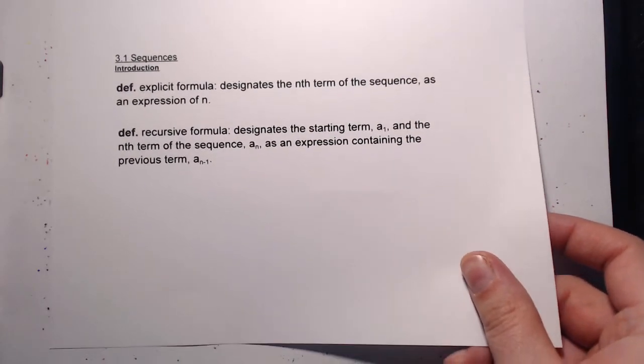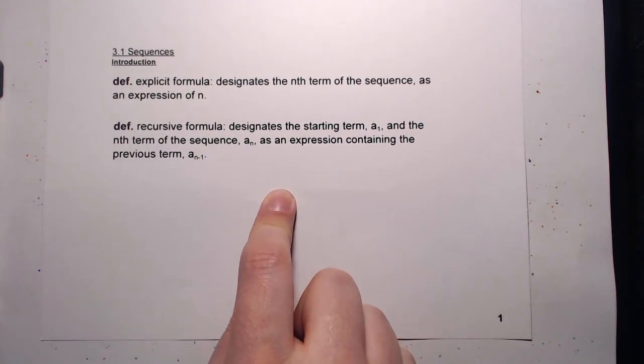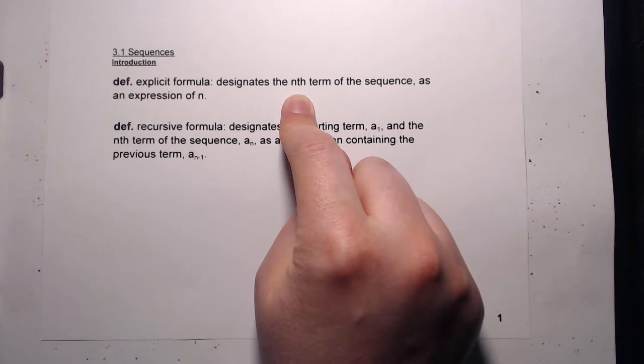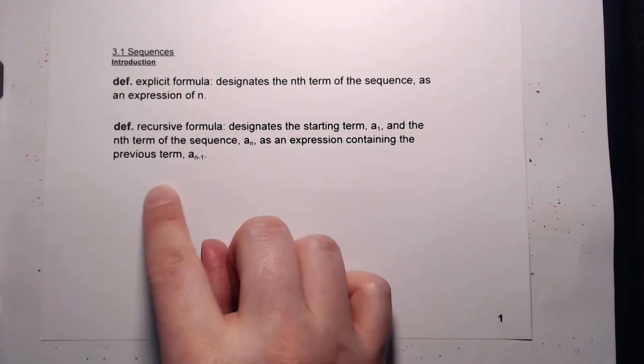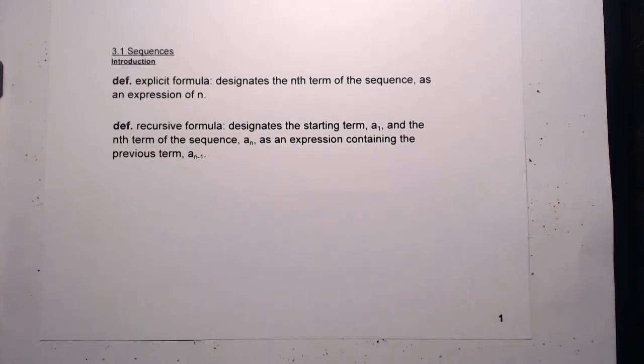And then we're going to be able to write different formulas in terms of either what term we are looking at or using previous terms. So the explicit formula designates the nth term of the sequence as an expression of n. And the recursive formula designates the starting term, a subscript 1, because that's your first term, and the nth term in the sequence as an expression containing the previous term, which would be a subscript n minus 1, because it's referencing, hey, I want the term before it.